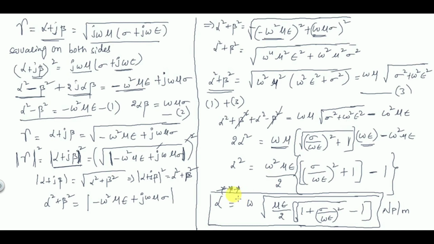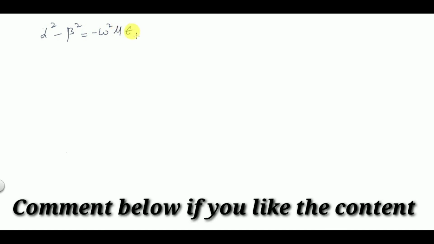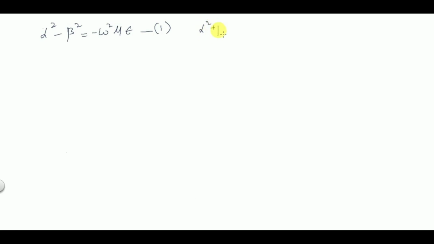This is a very important formula, the formula for the attenuation constant in the case of an EM wave. Let me take one more slide. I'll write equations 1 and 3 again and solve for the phase shift constant also. Rewriting equation 1, alpha square minus beta square is minus omega square mu epsilon. We require equation 3 also: alpha square plus beta square is equal to omega mu into root of sigma square plus omega square epsilon square.